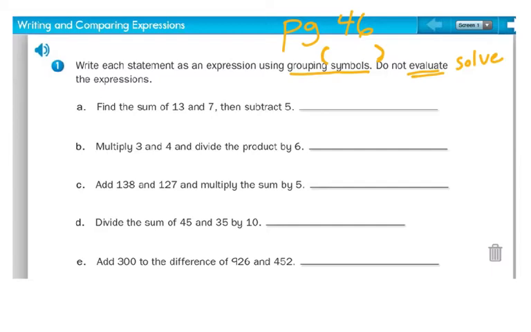1A, find the sum, which means to add, of 13 and 7, then, which means you're going to do it after, subtract 5. So I know I need to use grouping symbols. So the first thing I need to do is 13 plus 7. And the way I know that is because the word is then, which means it has to come after. Then I'm going to subtract 5.